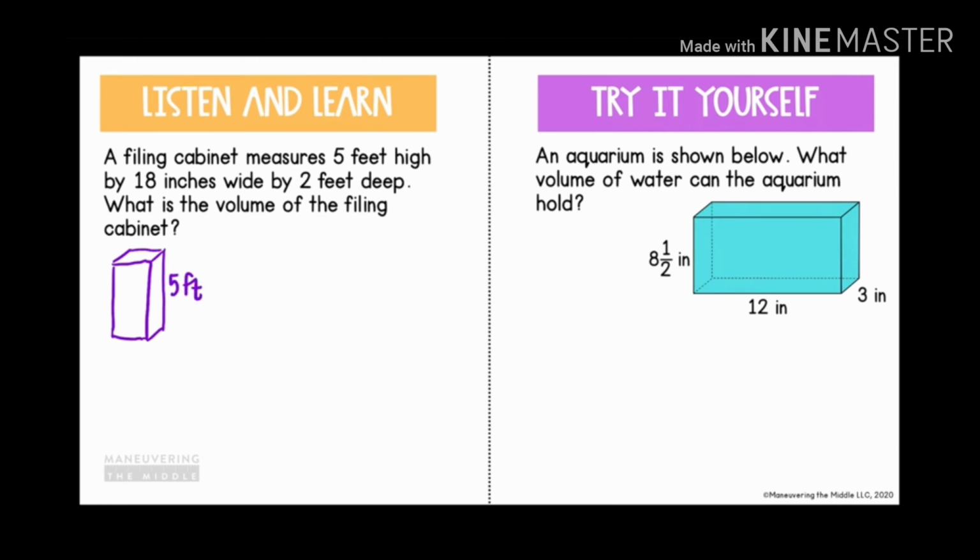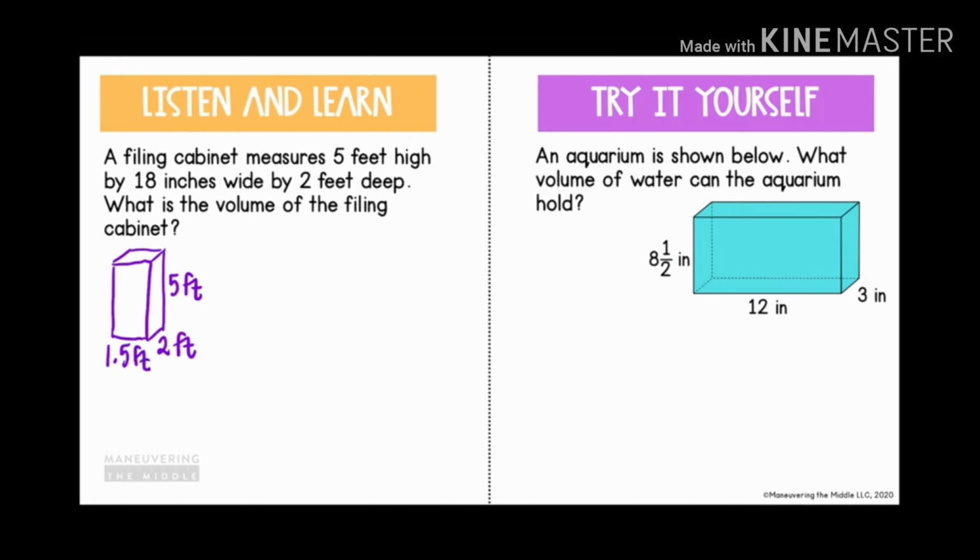Okay, so I can label this as 2 feet deep, and hopefully you caught that the units of measurement were not the same. So we see 18 inches, but we can't just write 18 inches. We're going to have to convert that to feet. So I know that 1 foot is 12 inches. So that's 1 foot, and then that would leave me with 6 inches left over. So I can write that as 1.5 feet.